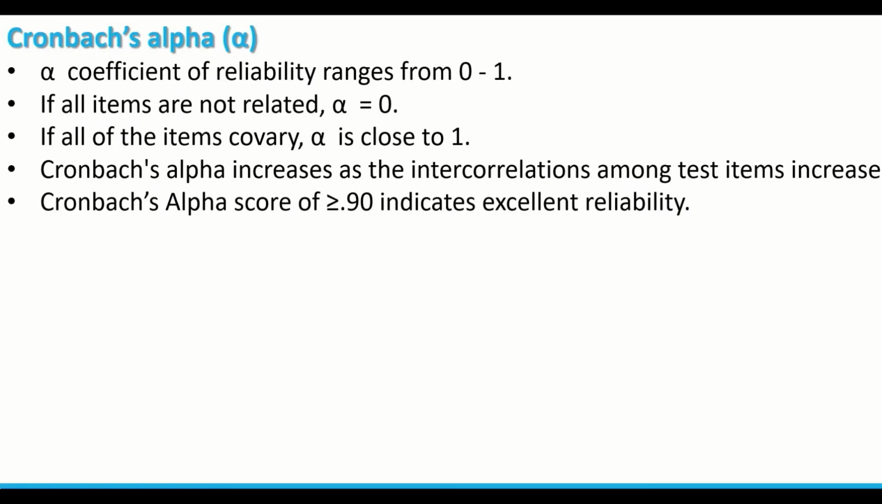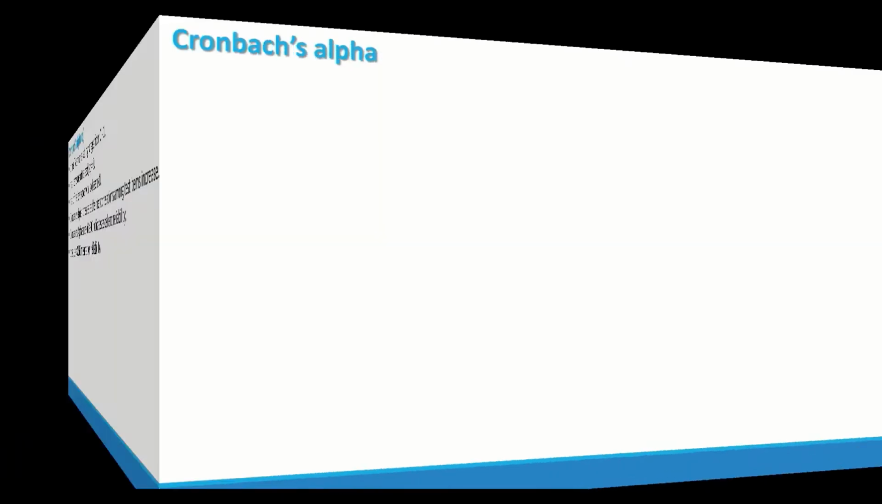Cronbach's alpha scores of 0.9 or greater indicate excellent reliability, and an alpha value of less than 0.5 means low reliability.